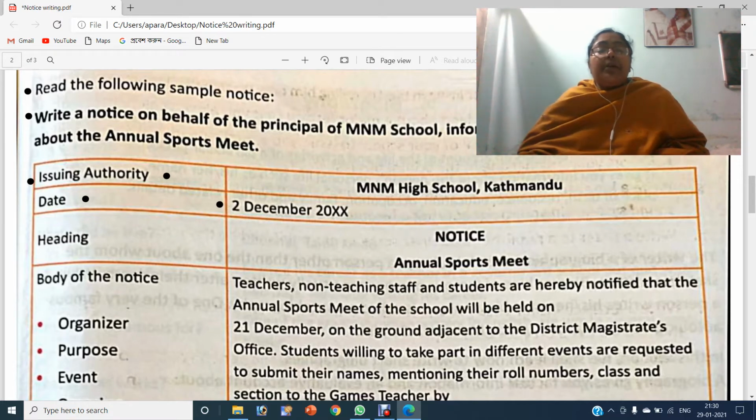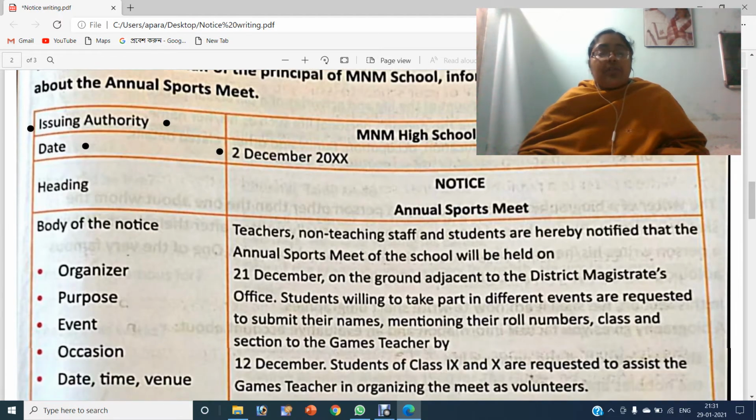Now next, coming down, we have got the heading. So what does the heading contain? Just see here, I'll give a tick there. Our heading contains the word notice, with written below what you are issuing the notice for. Here our notice is issued for an annual sports meet. So we are going to write that. Our heading is: notice regarding annual sports meet.